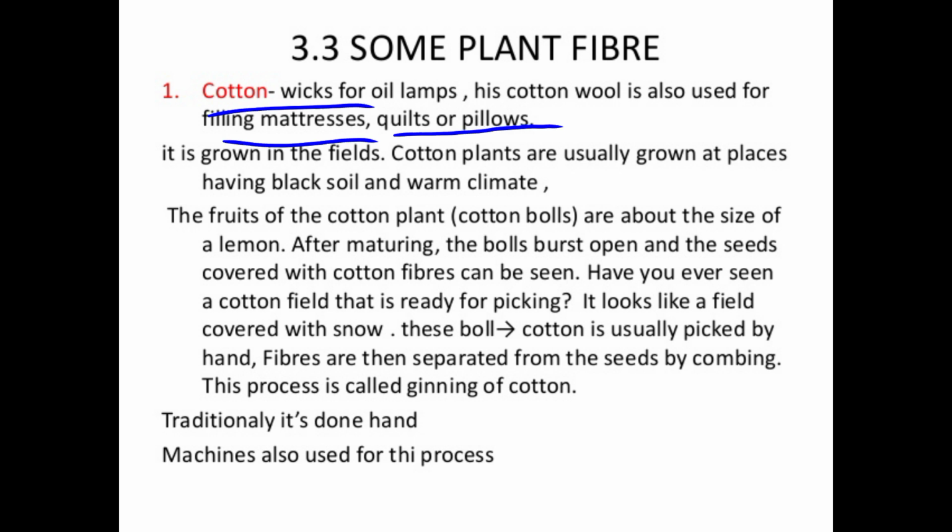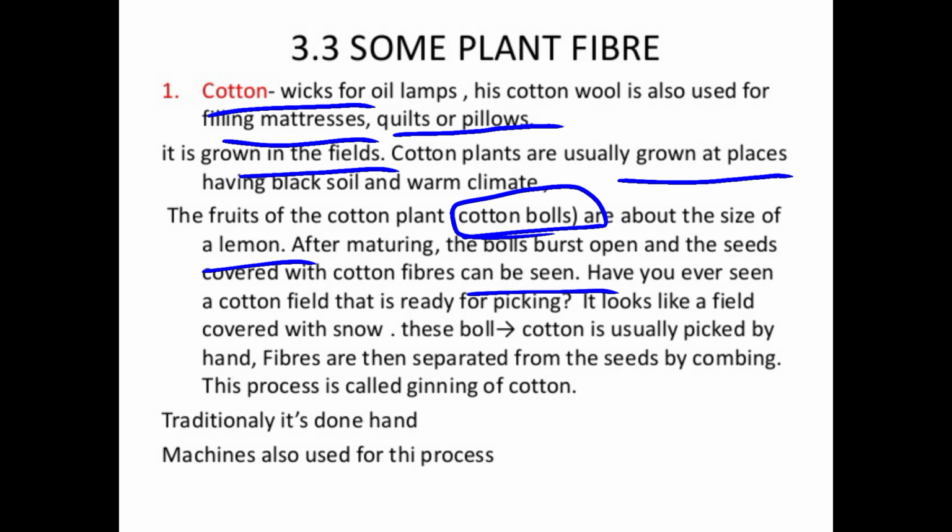Cotton is grown in the fields. Cotton plants are usually grown at places having black soil. Remember that cotton is best cultivated in black soil and warm climate, right? Then the fruits of cotton are typically called cotton balls. They are about the size of a lemon. After they become mature, these balls burst open, and the seeds covered with cotton fibers can be seen. Have you ever seen a cotton field that is ready for picking? It looks like a field covered with snow.